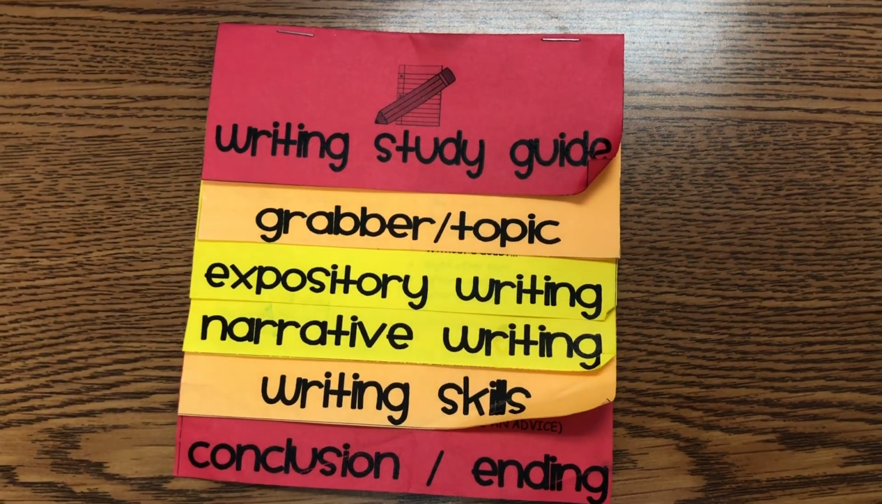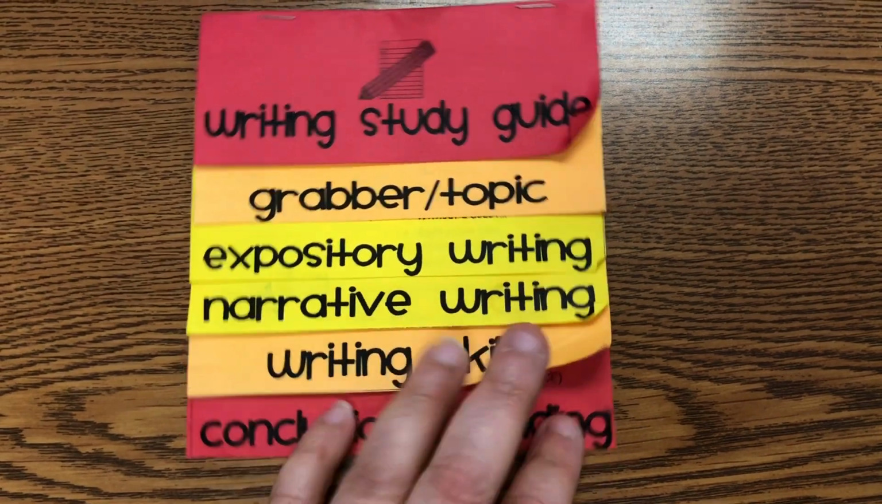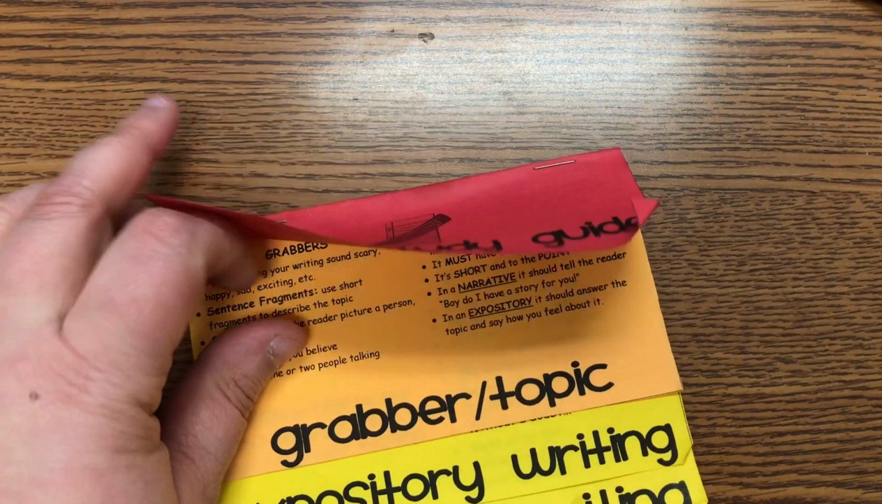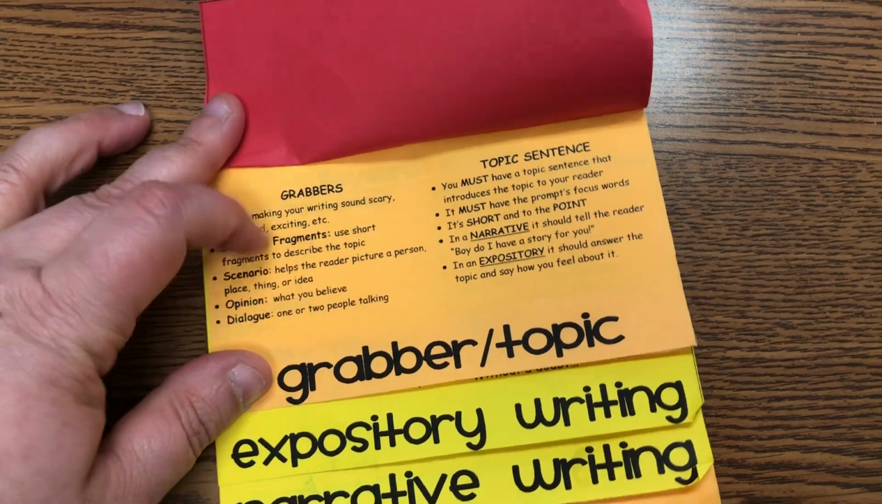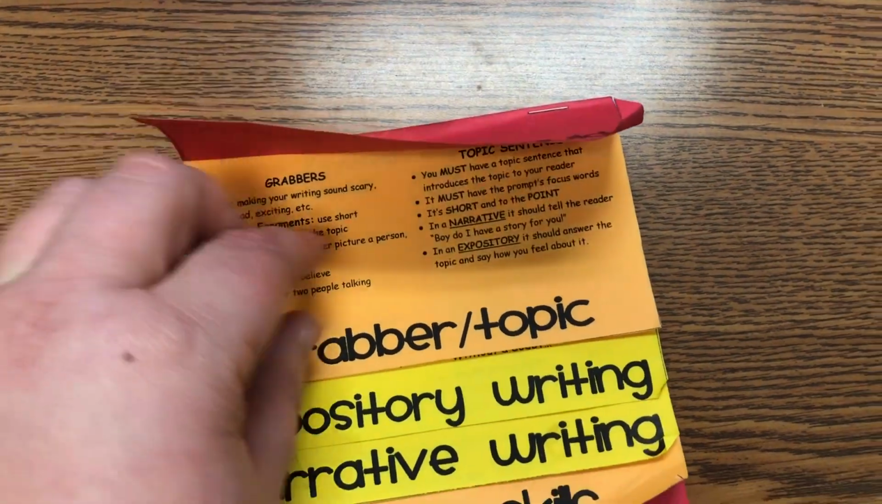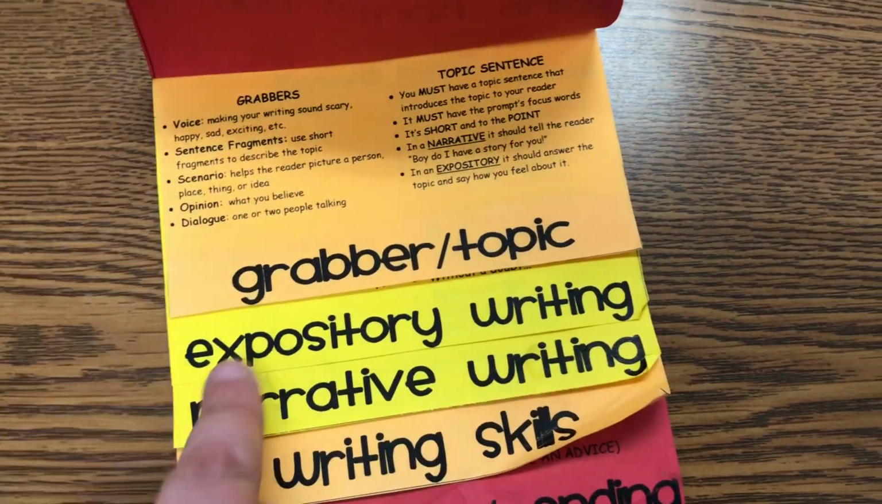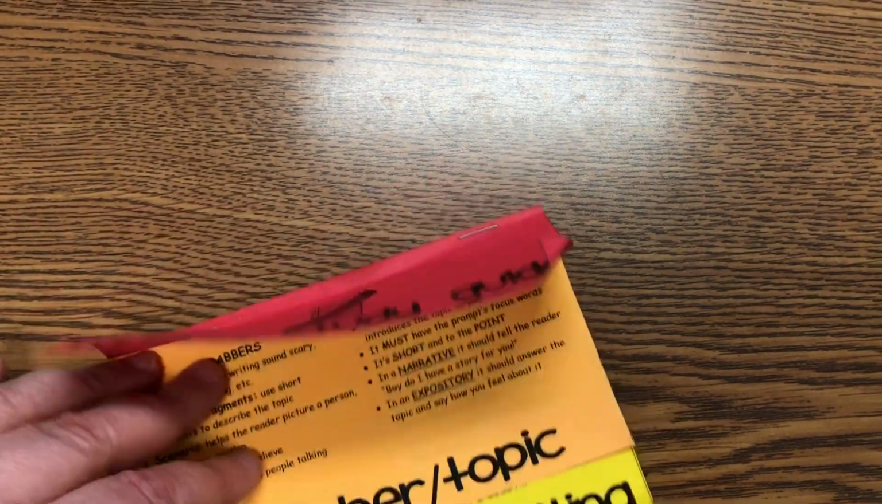I keep it right here by my teacher desk so I can remember that I need to redo it, and it's so old, it has the papers bent. But this is the writing study guide that I created for them. Before, with FCAT writing, I was showing them the different kinds of grabbers, so I would change this to the different kinds of openers that they can use, how they must write their topic sentence, and instead of doing expository and narrative writing, I will do opinion and informative writing.